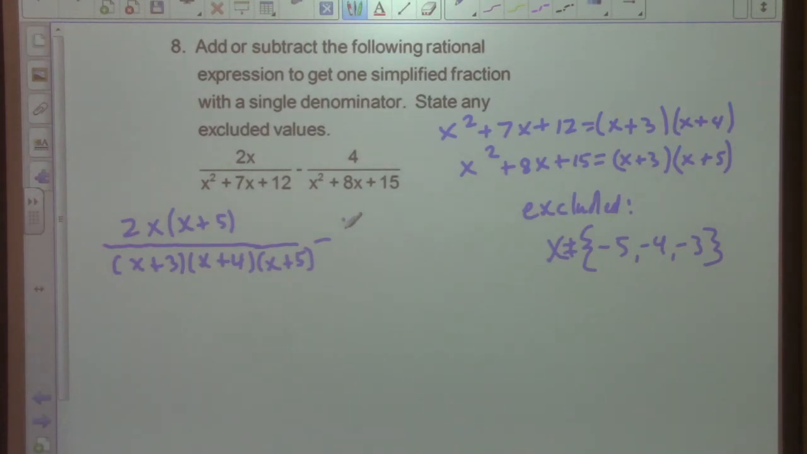And then we have negative 4 over, same thing, x plus 3, and then x plus 5, right? And what do we have to multiply this thing by? x plus 4. And so now we have x plus 4 up here.